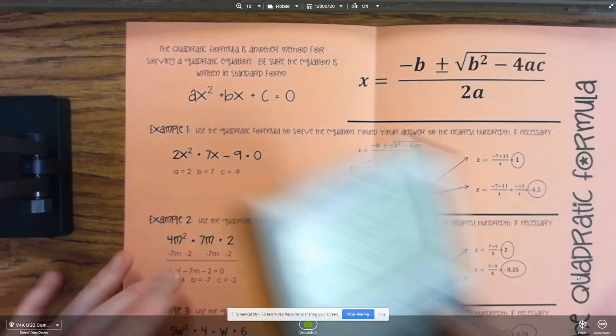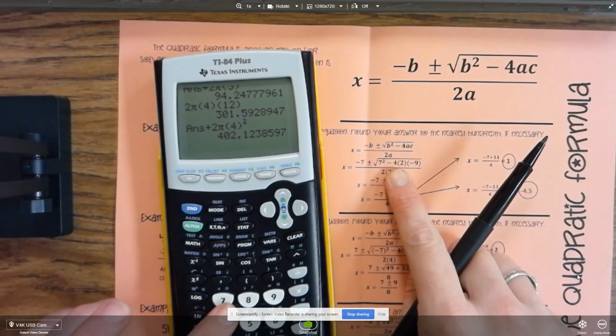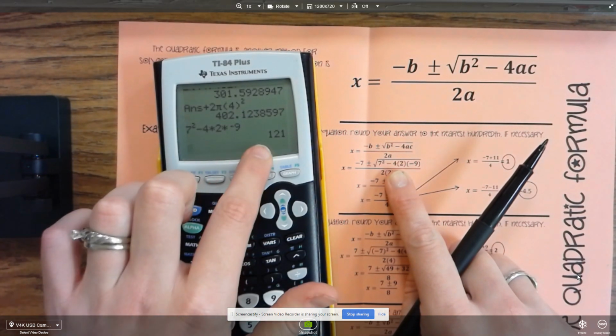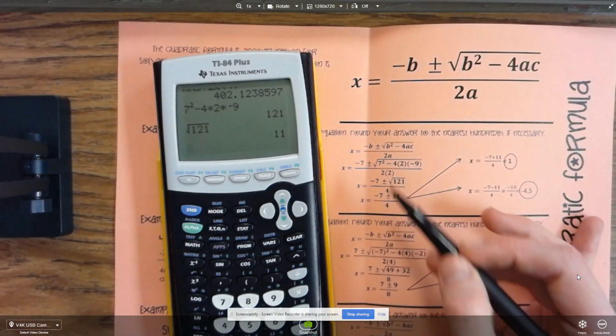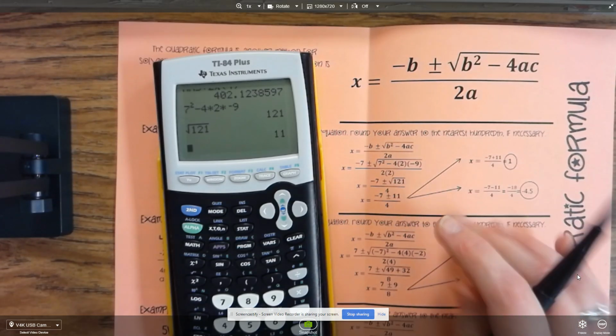And so then we want to simplify down. And so what I always do first is I simplify what's inside the radical. So 7 squared minus 4 times 2 times negative 9. And I get 121. And I stick that back in, and I always check it to see if it's a perfect square. And sure enough, it is. So then it will simplify down to negative 7 plus or minus 11, over 4.